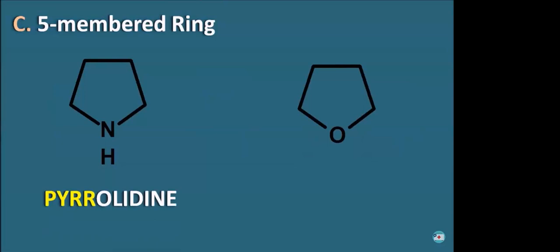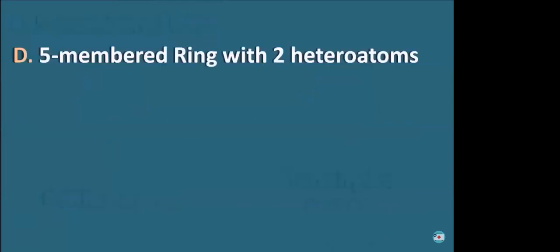Similarly, for the second ring, which is a saturated form of furan, there is no specific prefix and suffix, but we simply represent it as tetrahydrofuran, commonly known as THF. Tetrahydrofuran is the saturated form of furan. In this way, for a few of the heterocyclic ring systems, the common name is well retained.